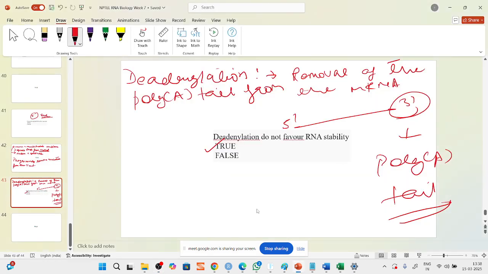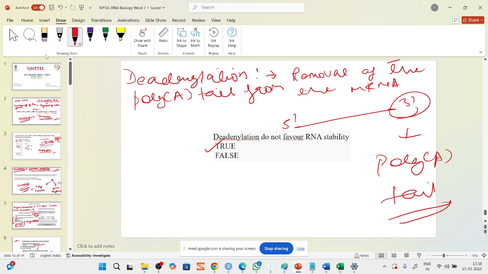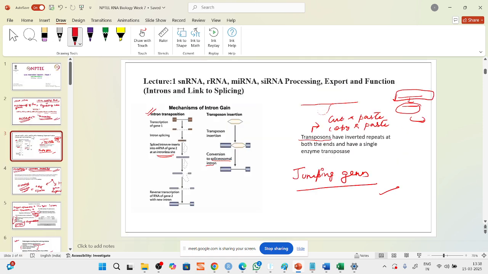So now very quickly we'll try to summarize what we have learned today. We started with the mechanisms of intron gain. So how is an intron gained? There are two mechanisms for it. First is intron transposition and second is intron insertion. In intron transposition, the intron which is removed by splicing from one gene gets attached to another gene, and in transposon insertion, the transposon is inserted and after insertion it is converted into a spliceosomal intron.